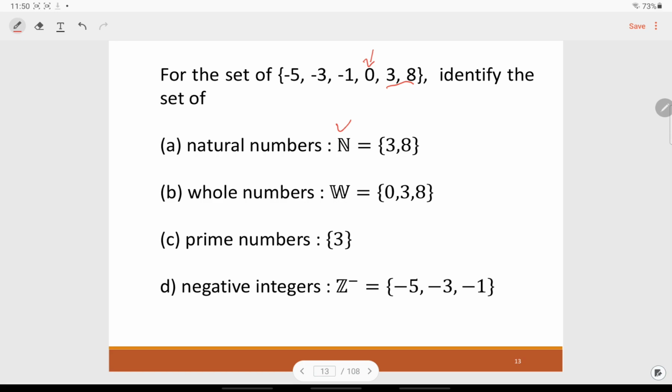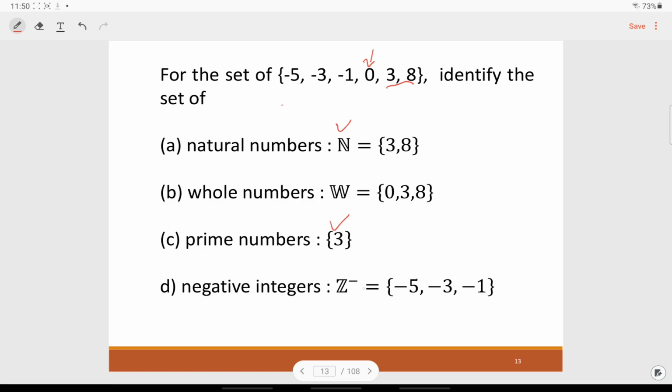For the prime numbers, the only number that can be divided by 1 and itself in the given set is 3. Okay, how about 8? 8 can be divided by 1, 2, 4 and 8. So that means 8 is not a prime number. So we only have 3 as the prime number.